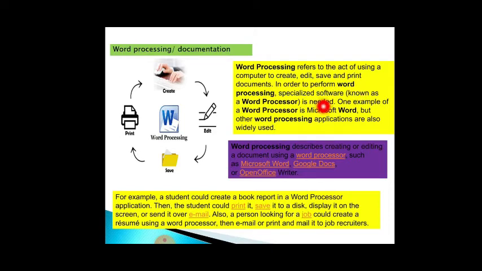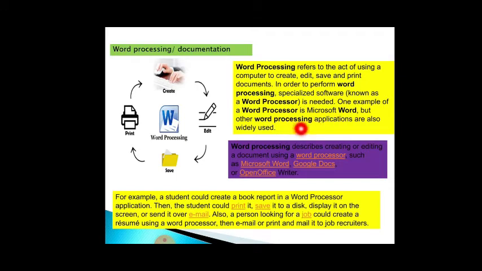In order to perform word processing, specialized software known as a word processor is needed. One example of a word processor is Microsoft Word. So what is Microsoft Word? It's basically software which does the word processing. It's also called a word processor, which is going to process the word.